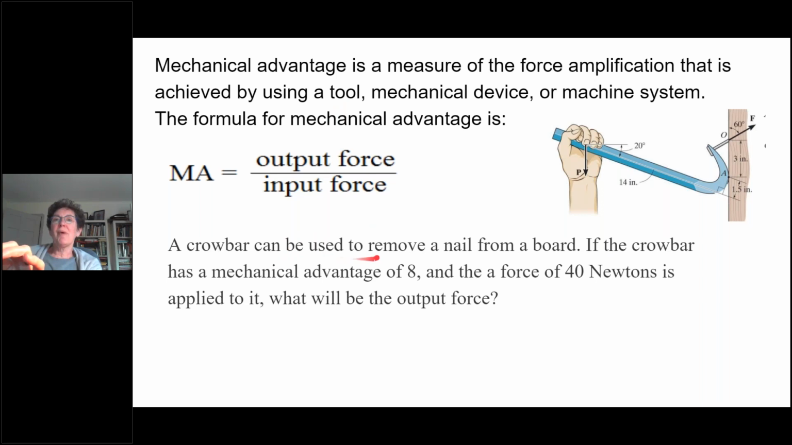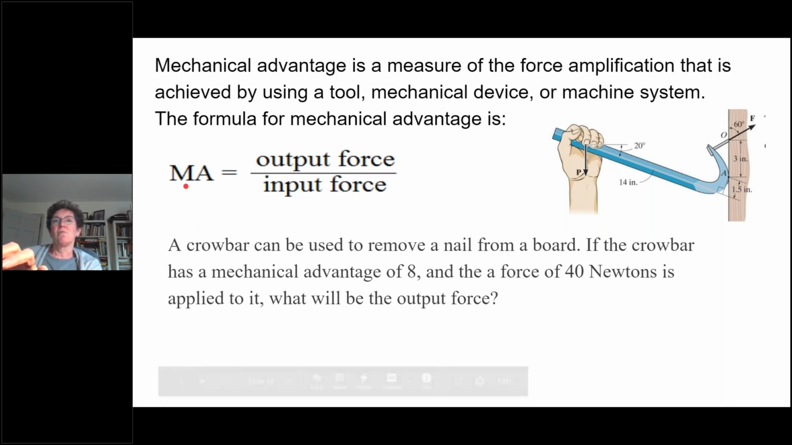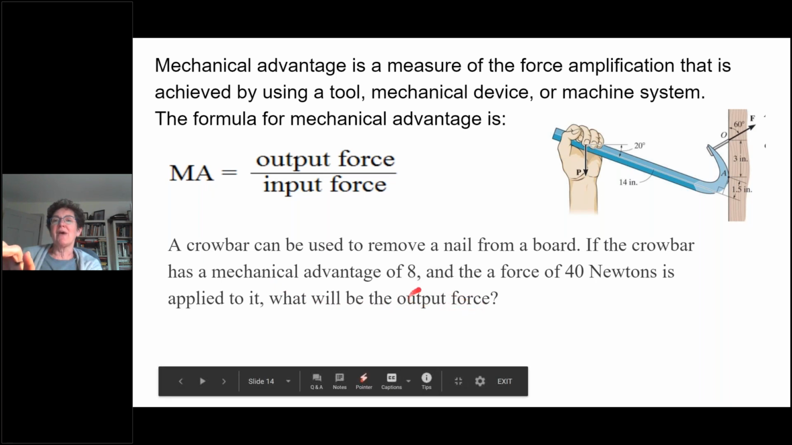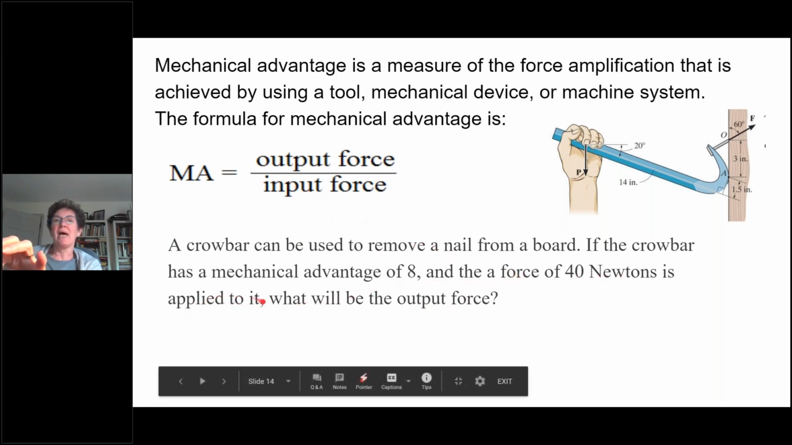So it says a crowbar can be used to remove a nail from a board. If the crowbar has a mechanical advantage of 8 and the force of 40 newtons is applied to it, what will be the output force? My goodness, they've given me the formula right here. It told me that the mechanical advantage is 8, so I know I would substitute that in here. It's asking me what the output force is, so I know this is going to be my unknown. And it gives me the force of 40 newtons applied to it.